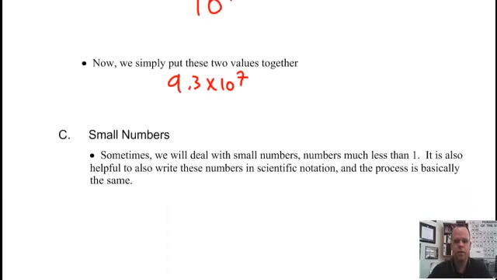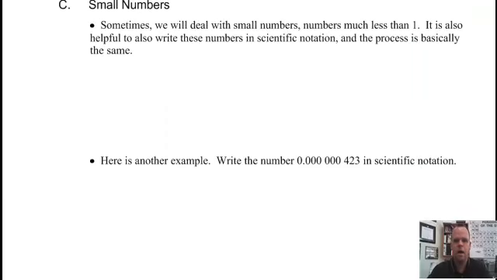Now, we can also do this with small numbers. A small number can be anything less than 1, and we basically want to write that also in scientific notation. Say, for example, we have the number 0.01. If we're going to write that in scientific notation, we'll move the decimal place 2 places to get a number between 1 and 10. In this case, we moved it 2 places, so 1 times 10 to the negative second.